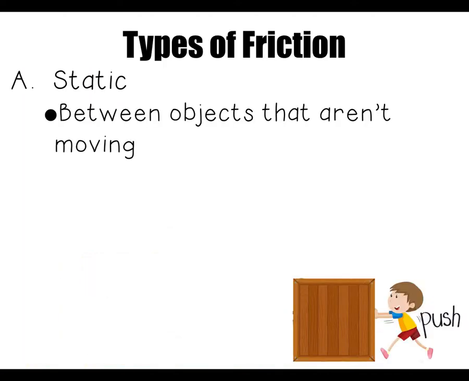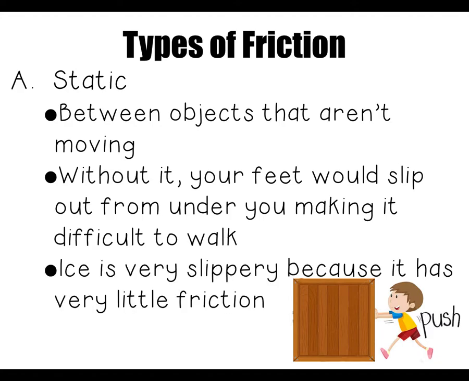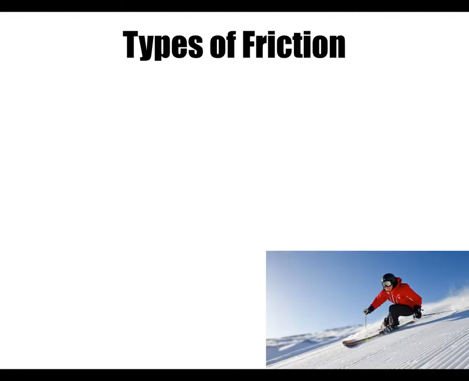So the types of friction, we have static, that occurs between objects that aren't moving. Without it, your feet would slip out from under you, making it difficult to walk. Ice is very slippery because it has very little friction. So that first example is the force applied to the box causing no movement.